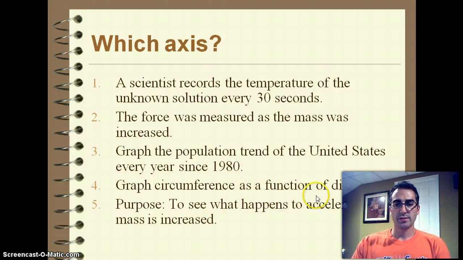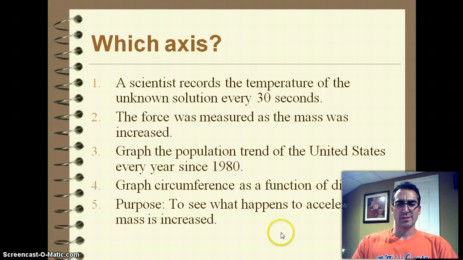Graph circumference as a function of diameter. Well, when we say something is graphed as a function of something else, diameter in this example would be on the x-axis, so that's the independent variable. Circumference would be on the y-axis, so that's the dependent variable.